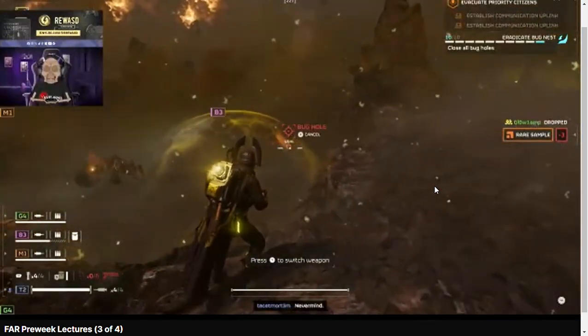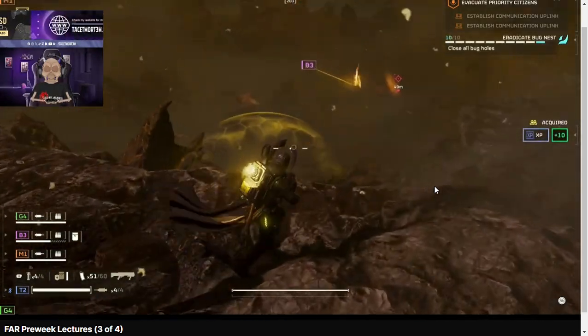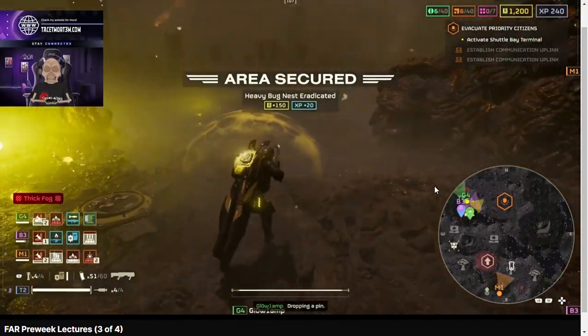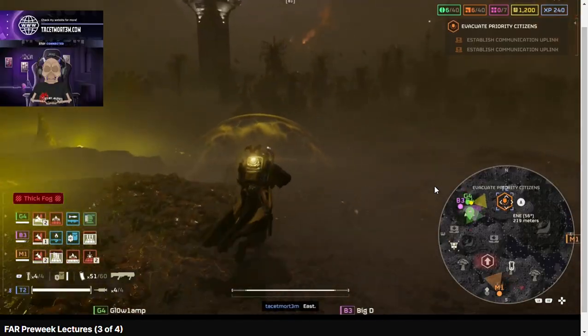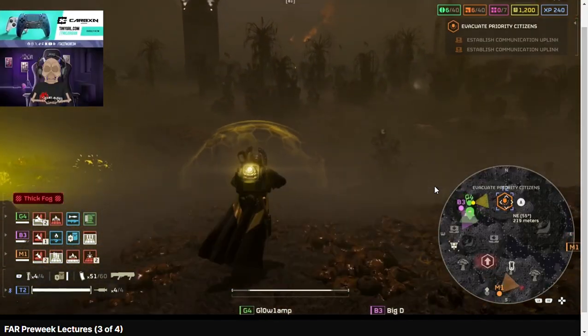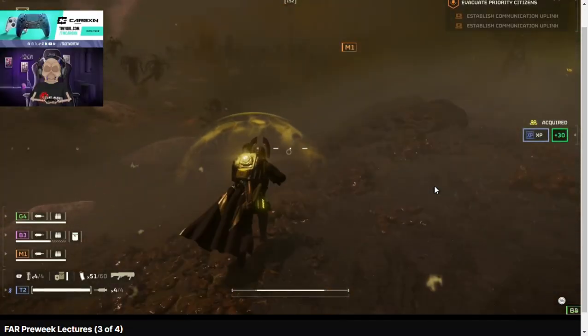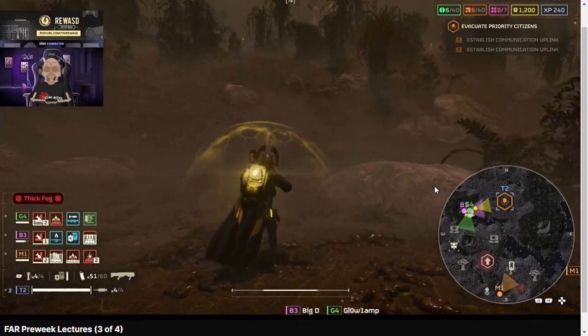Tagging location. Never mind. Bug hole, southwest, close. Outpost destroyed. Dropping a pin. South, 50 meters. Dropping a pin. East, 200 meters. Muse all out there by herself.